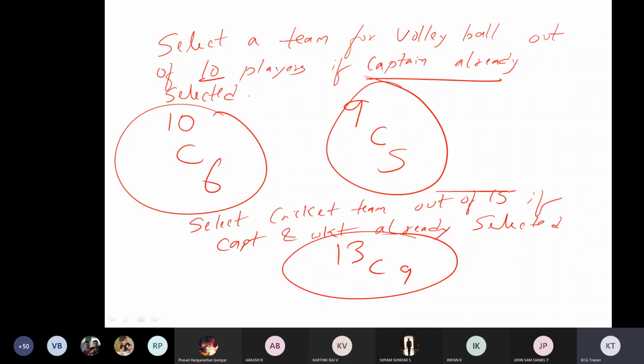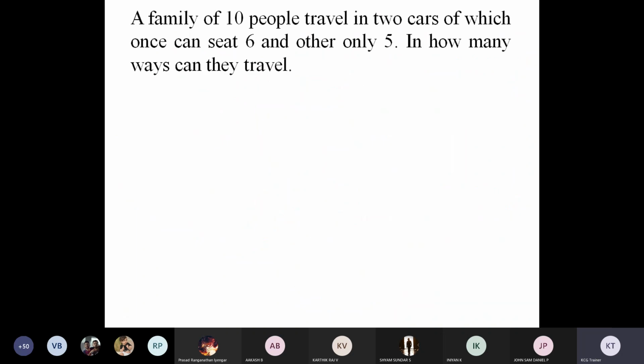Similarly, I'll give you one example. Do it yourself. Tell me the answer in the chat box. A family of 10 people travel in 2 cars. There are 2 cars and 10 people who have to travel in them. One car has a capacity of maximum 6, another car has a capacity of maximum 5. In how many ways can they travel?